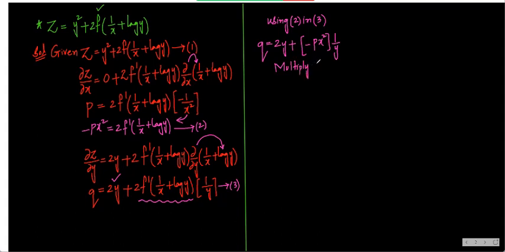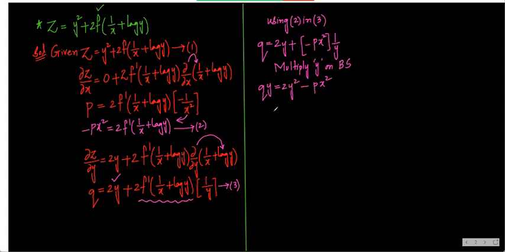Multiply y on both sides. So if you multiply y on both sides, how does it become? qy is equal to, tell me what happened? 2y square minus px square. Am I correct? Yeah.